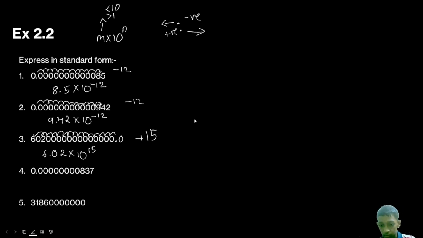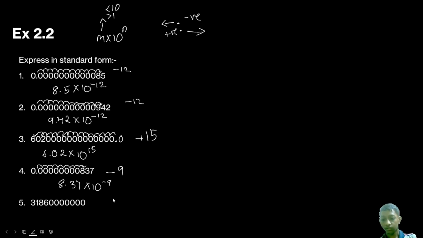Let's move to the fourth one. In the fourth one, there is a decimal point, but it's at the left side, so we will have a negative exponent. Let's see how many places it has to shift to get the value of m. It's 1, 2, 3, 4, 5, 6, 7, 8, and 9 places. 8.37. So we have shifted 9 places, so the value of m is 8.37 into 10 raised to the power of negative 9.